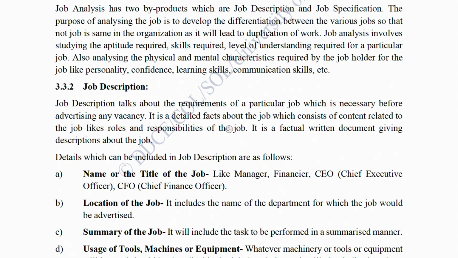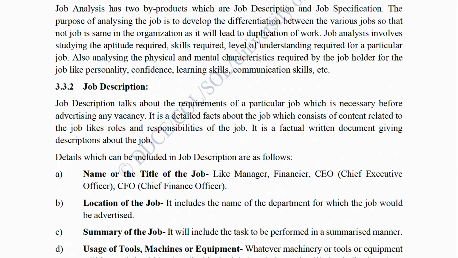Job analysis has two byproducts, which are job description and job specification. The purpose of analyzing the job is to develop the differentiation between the various jobs so that no job is the same in the organization, as it will lead to duplication of work.